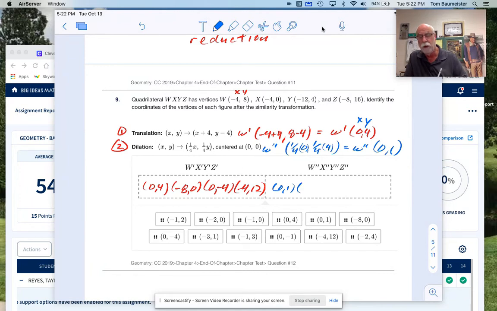For X double prime, it's going to be -2 and 0. For Y double prime, I'm going to get 0 and -1. And for Z double prime, I'm going to get -1 and 3. Make sure you put them in the right order, ladies and gentlemen, because if you mix one of them, I know it's going to mark you wrong.